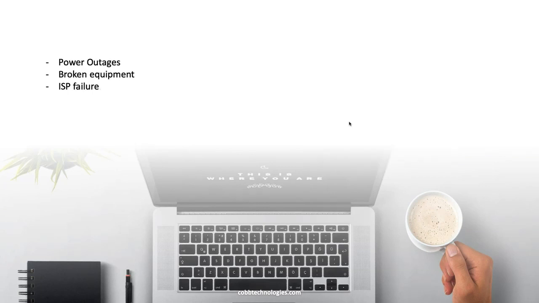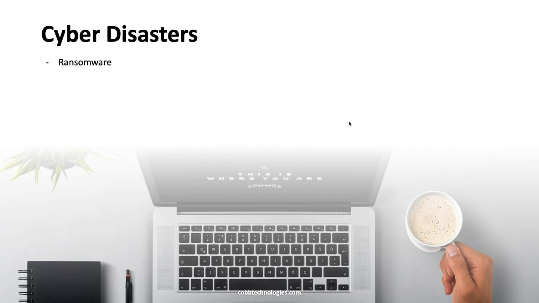Next up on our list of disasters that your network can face are physical disasters. And these include power outages, broken equipment, and even ISP failure. Now, when we talk about broken equipment, we're specifically talking about the infrastructure that is in your office, such as the switches, the routers, and even the server itself that makes your network run. Lastly, we have cyber disasters. Now, there's a lot that can go wrong in the digital realm, but today we're going to mostly focus on ransomware. And to cover ransomware in more detail, Jeff is going to take it away.